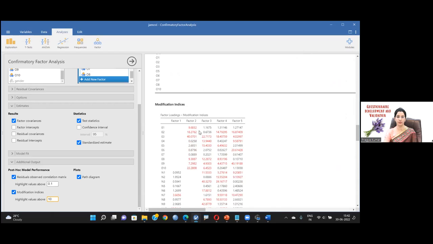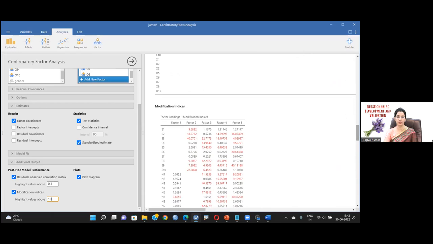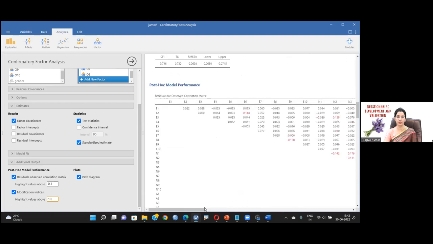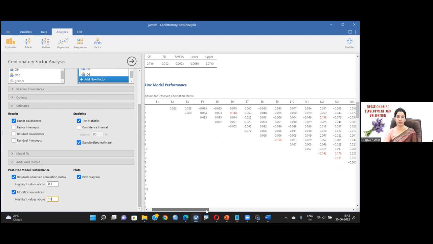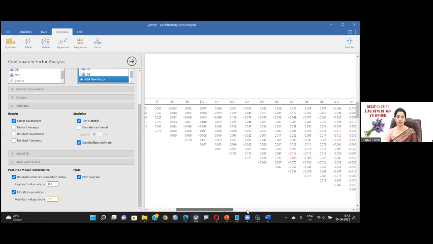So these modification indices tell you, if you modify this, how the model is going to change. So first we will see this matrix. I will just explain this to you. There is not much use in it because it is a very huge matrix.